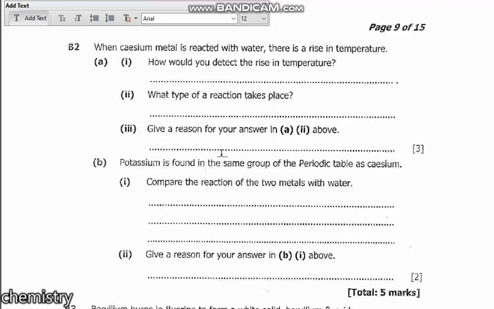Let's look at our last question. When calcium metal is reacting with water, there is a rise in temperature. How would you detect the rise in temperature? Whenever you are measuring temperature, we always use a thermometer. So whenever they talk of temperature, start thinking of the thermometer. So you can only measure a rise in temperature using a thermometer.